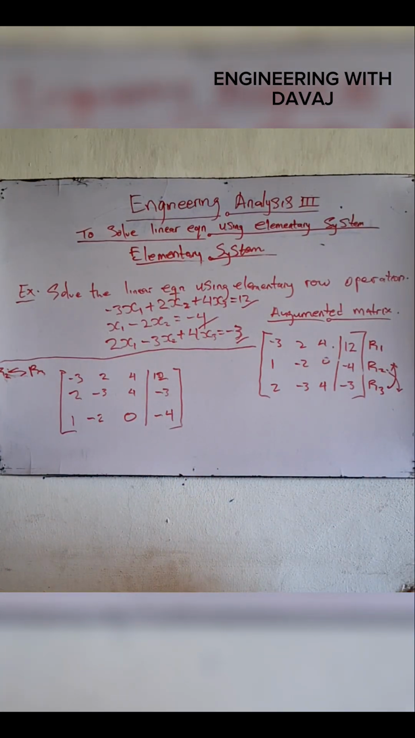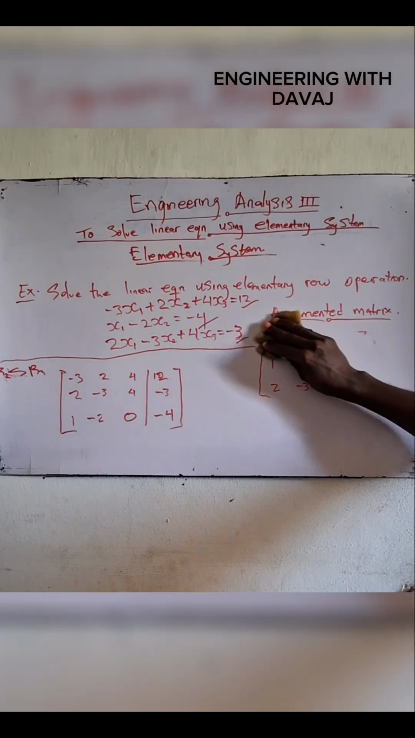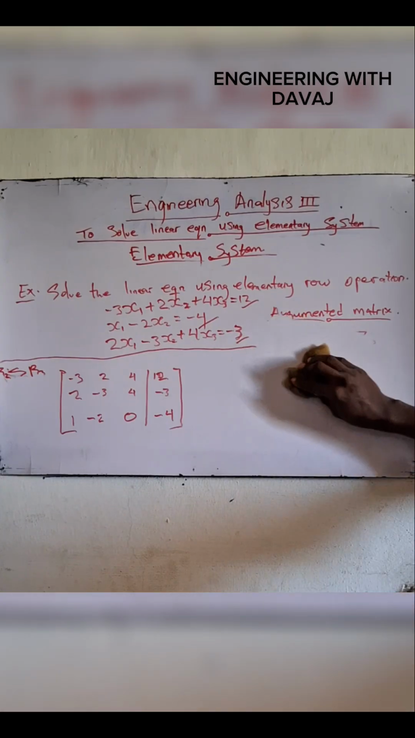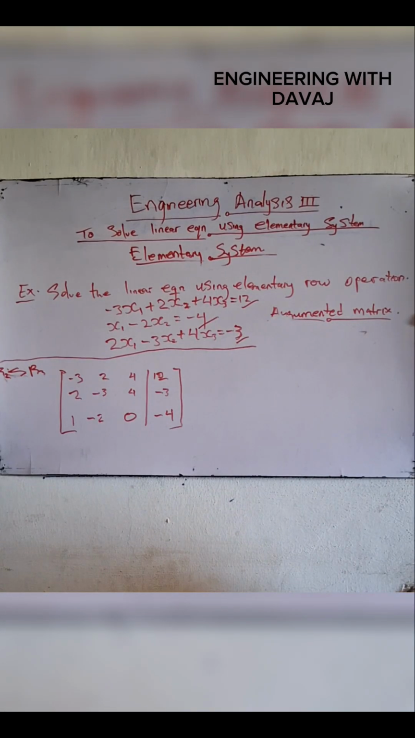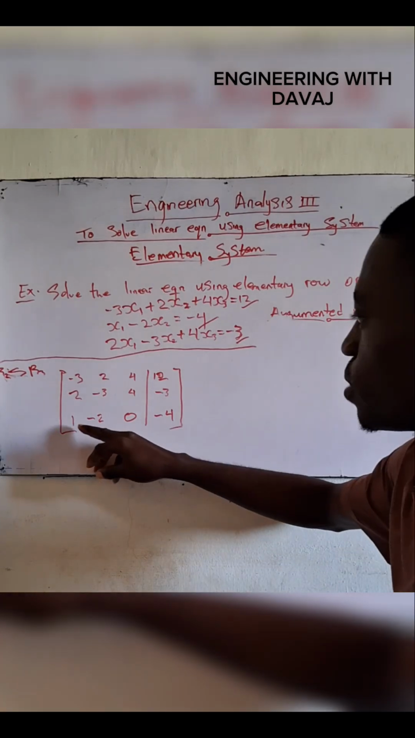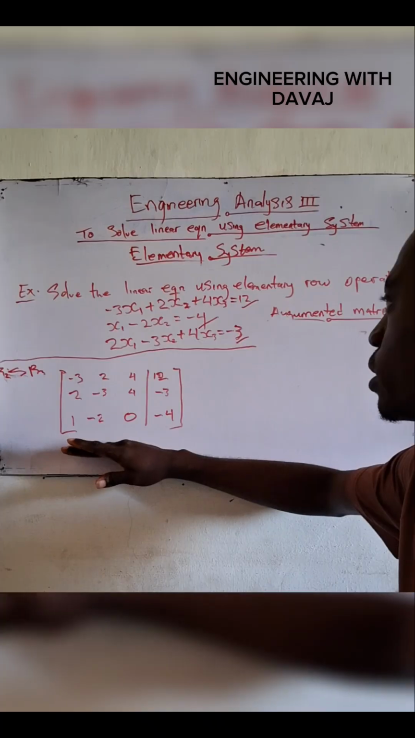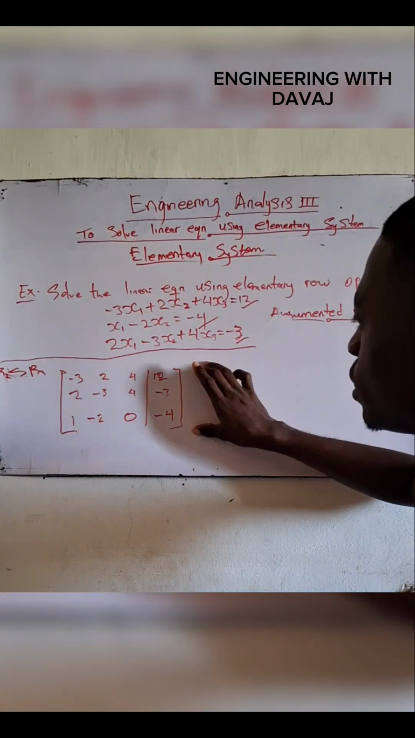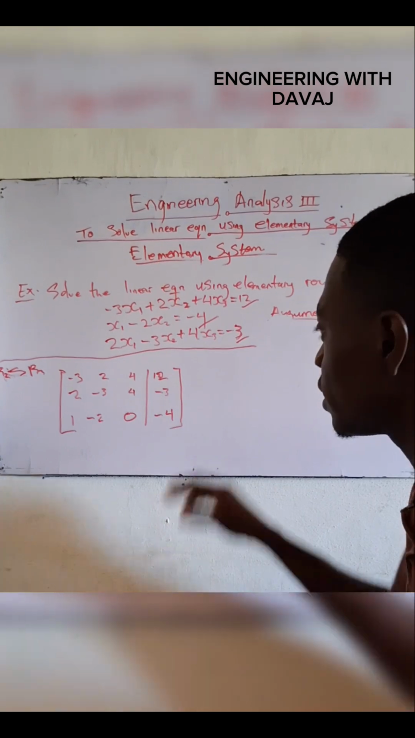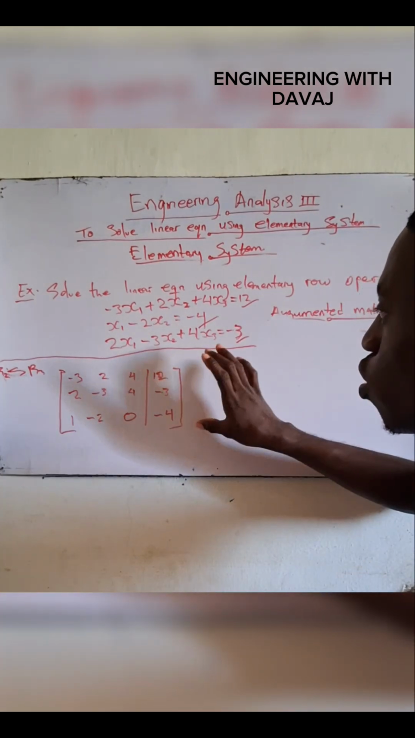That's the next step of solving linear equations using the elementary system. So let us go. I will have to make this matrix an upper triangular matrix in order to get a solution for the linear equation. And to make this an upper triangular matrix, I'll have to perform some operations on it.